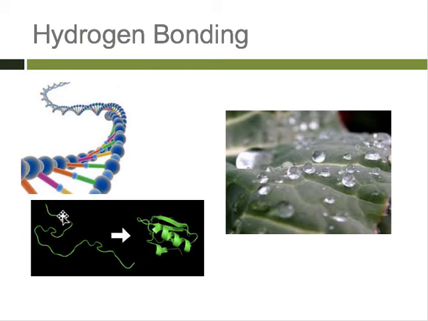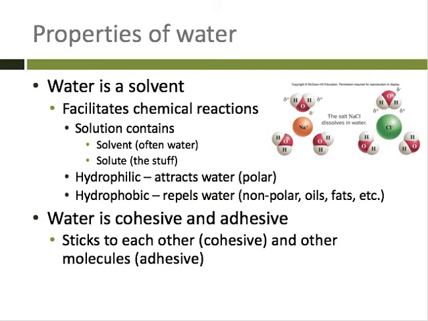Also, in protein, if you have a large polypeptide that you want to fold up into a protein, one of the things that actually helps that protein fold into the proper shape are hydrogen bonds. The other important thing that water does for us, or that the polar covalent bonds that allow water to function do for us, is that it causes water to be an excellent solvent.